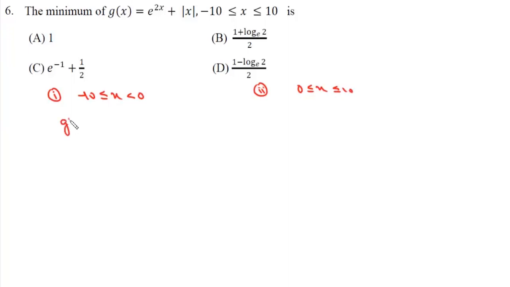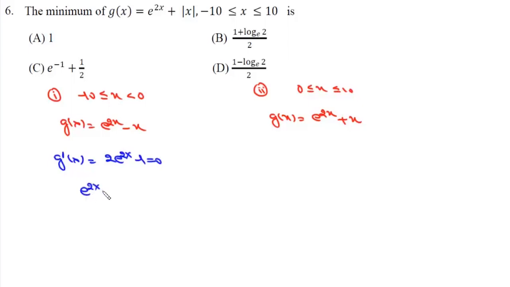Now in this case, g(x) will be e to the power 2x minus x, and here it will be g(x) equals e to the power 2x plus x. Now we differentiate this, we get g'(x) as 2 into e to the power 2x minus 1, and if we put it equal to 0, we'll get e to the power 2x as 1 by 2, or x will be minus 1 by 2 log 2.